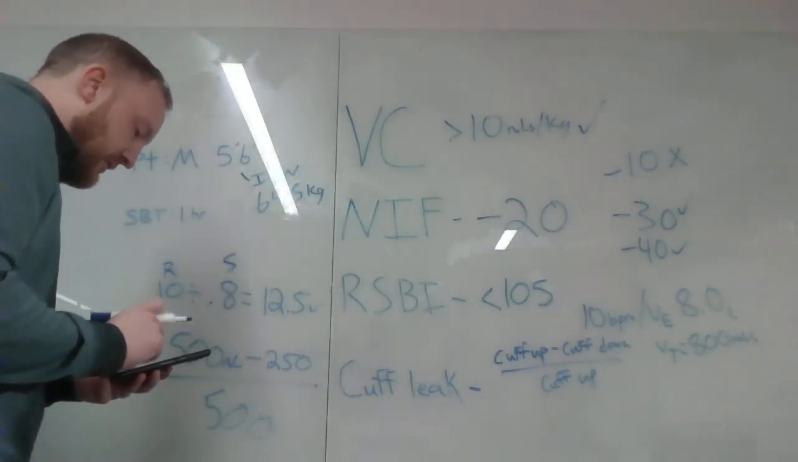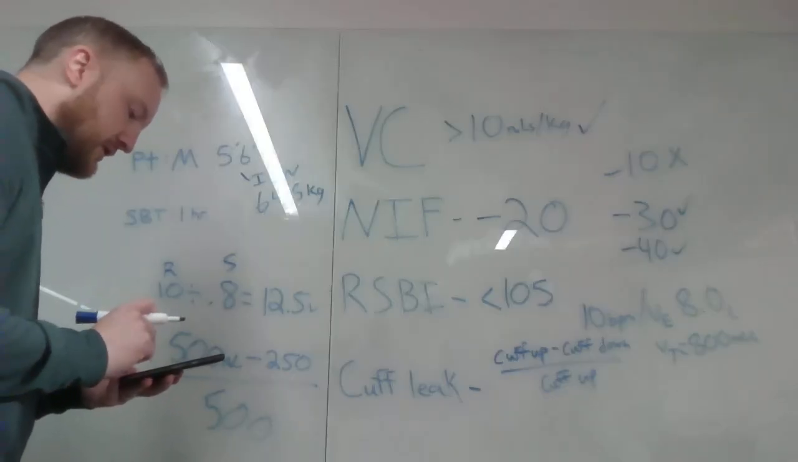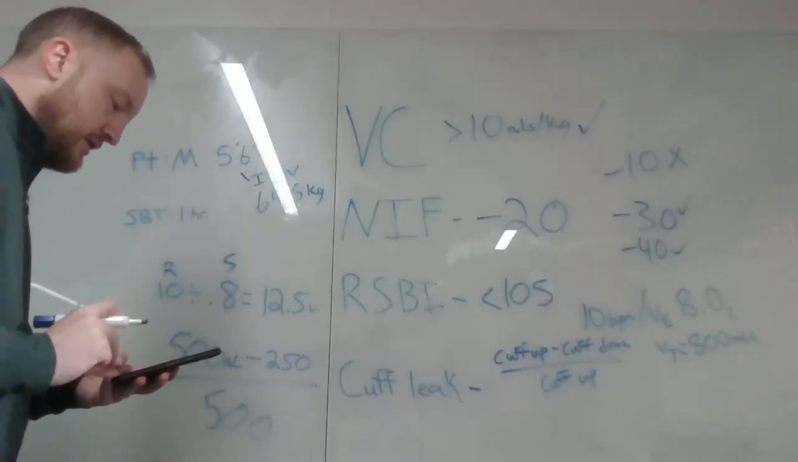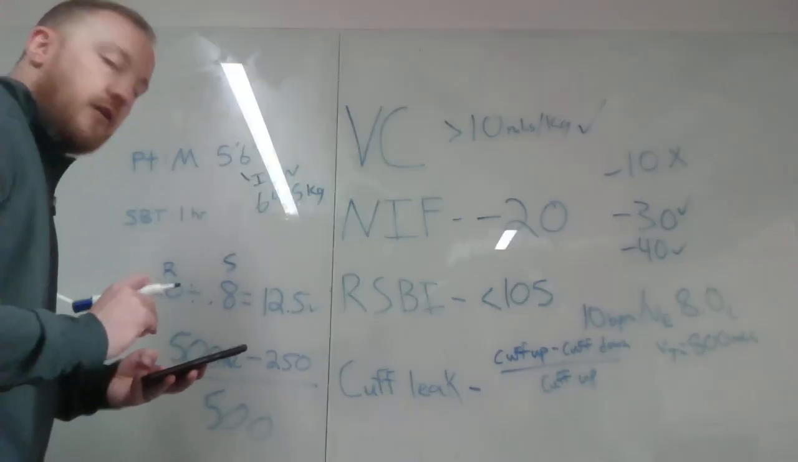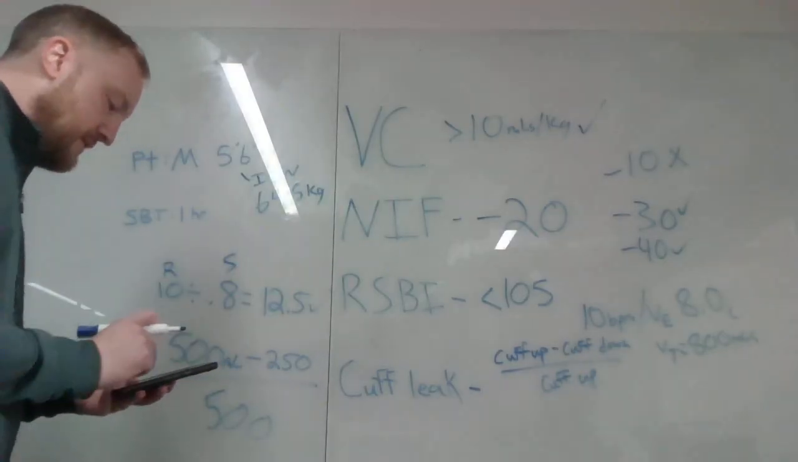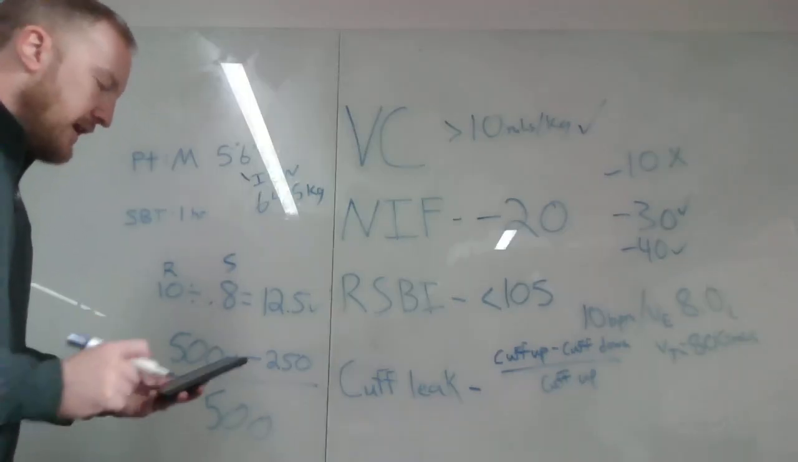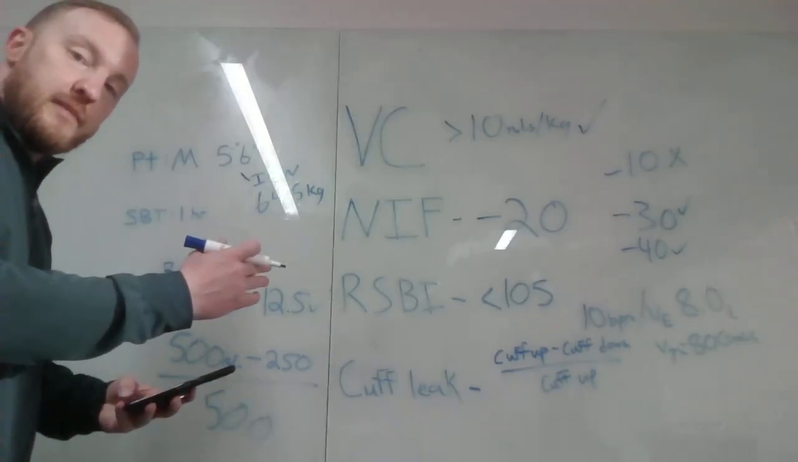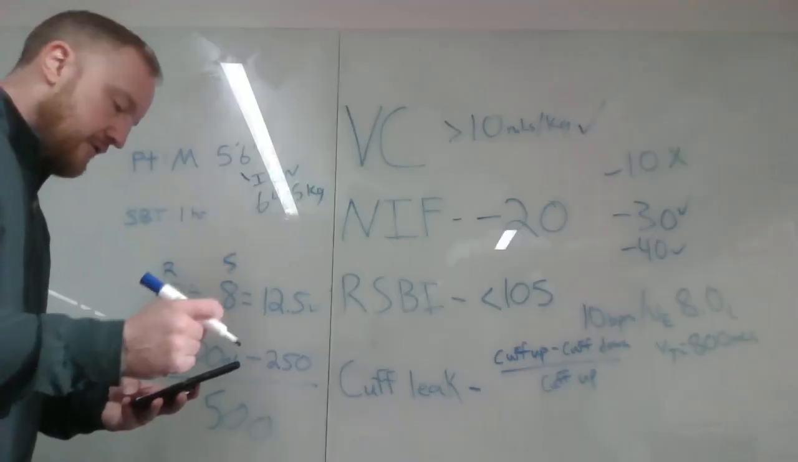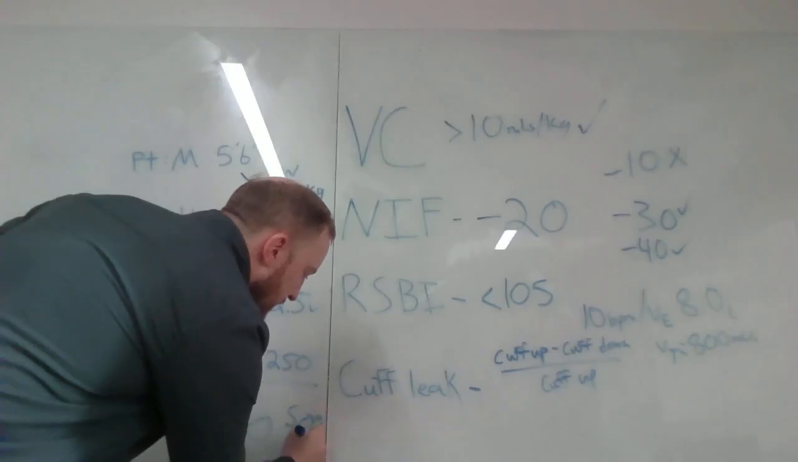Let me pull out my calculator again. I'm going to take the cuff up, which was 500, and subtract the volume that came back to the ventilator that I can see as a number. It's 250. We're going to divide it by 500, which was the volume up again before we deflated that cuff. It's going to give me a 50% cuff leak.